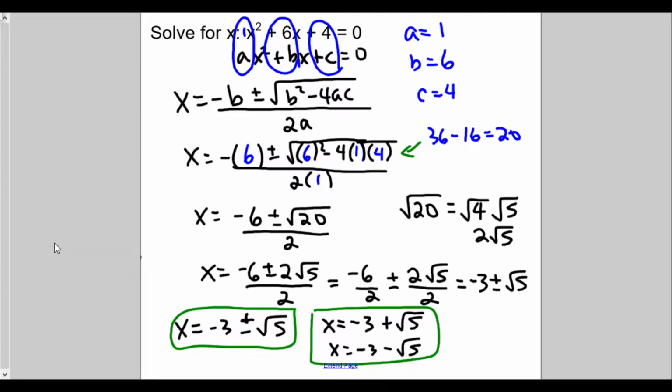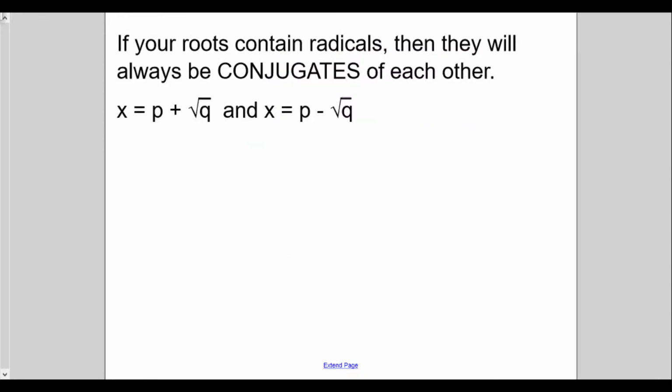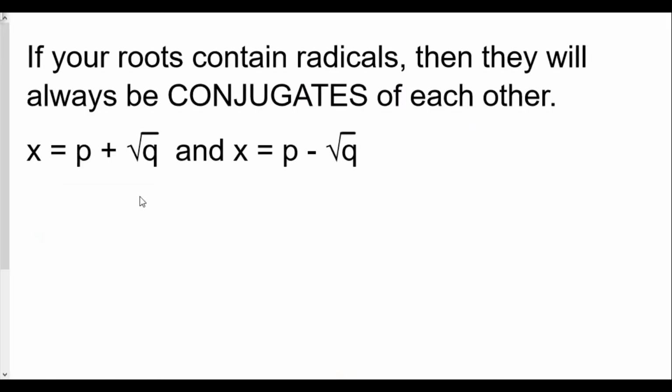All right, so definitely review this and go over our steps here. I think the part that a lot of times the students have difficulty with is going to be the simplifying radicals. Now, we notice in this case that if your roots contain radicals, then they will always be conjugates of each other. We had in this case x equals p plus square root of q, x equals p minus square root of q.